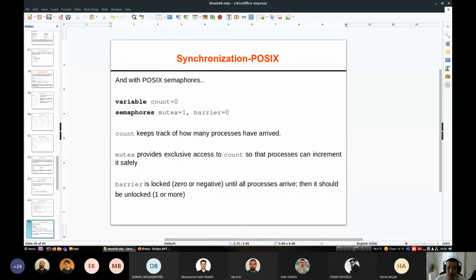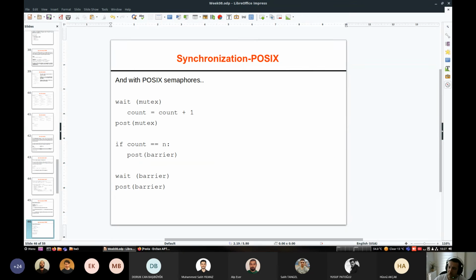Why the mutex? Because we have a certain variable, which is a shared resource. And while accessing it, we have to make sure that we are the only process accessing it. So that's why we need the mutex while accessing the count variable. Now, count is just a counter that keeps track of how many processes have reached the rendezvous point. Mutex is used in order to protect that variable. And the barrier is for the synchronization barrier, so it is locked until all of the processes arrive there.